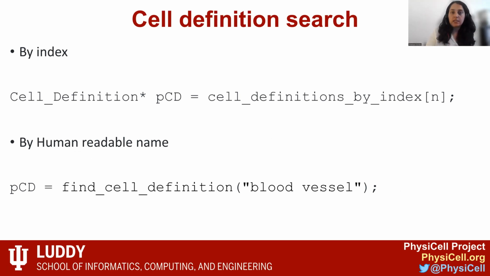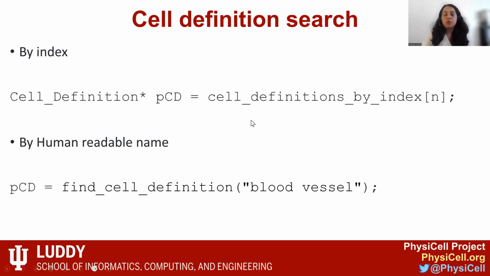Then, once I said that you can add the cell defaults to it, there are different cell definitions. So if you want to access a particular cell definition, for example, a blood vessel or a tumor cell or an immune cell, how will you access that? Either you know their index, which you can check in the studio, or in the XML file, where each cell type has an index. You will go to the vector of cell definition by index and give it that particular index, and it will return you the pointer to that particular cell definition.